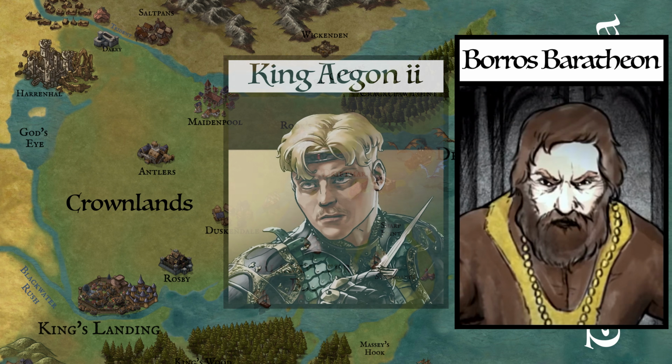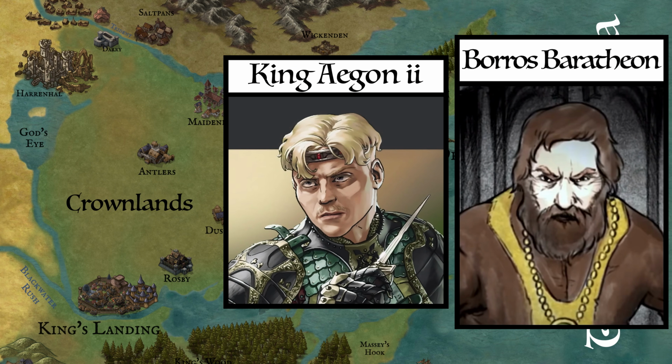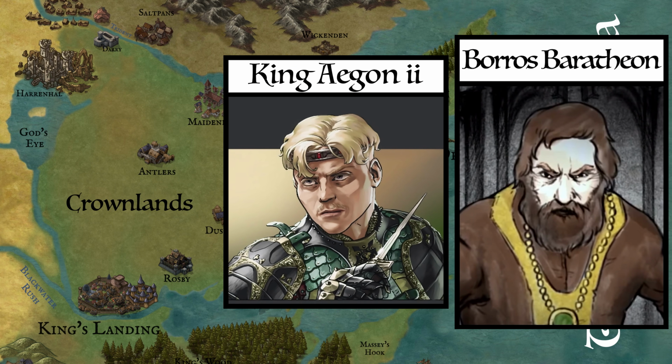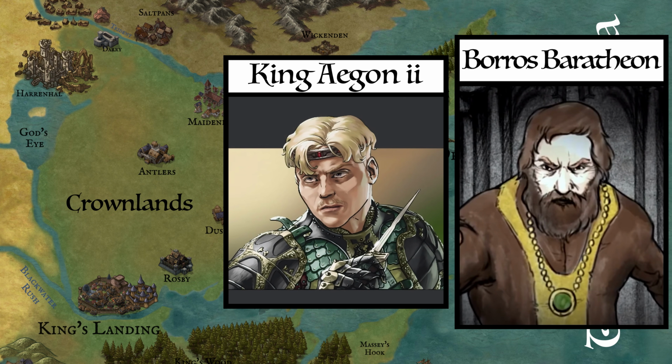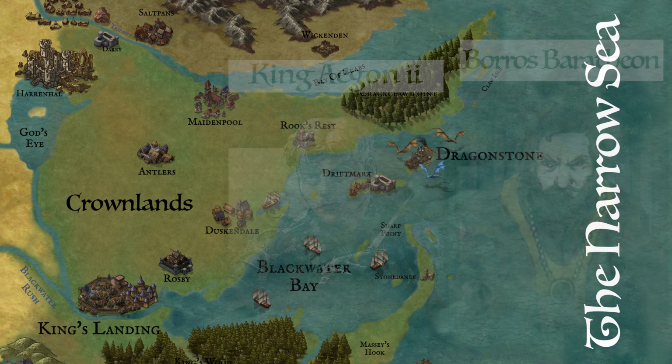Boros Baratheon would retake the capital, and Aegon would solidify his rule briefly after returning to King's Landing to quell the riots known as the Moon of Madness and return order to the capital.